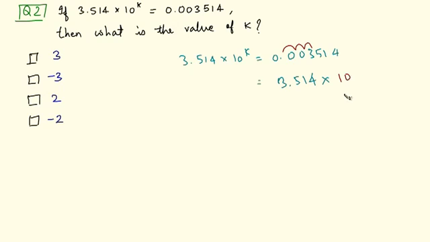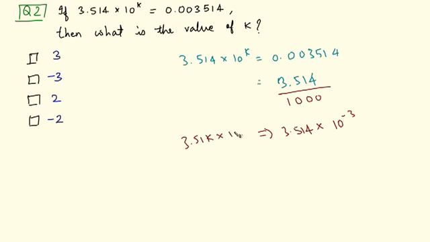Or if it is becoming difficult, you can write this as 3.514 divided by 1000, and if you solve this, it would come out as 0.003514, and you can write this as 3.514 times 10 raised to power minus 3. If you take this 1000 above the division sign, it becomes 10 raised to power minus 3, and we have 3.514 into 10 raised to power k. Rest of the terms are same, and we can directly infer from this expression that the value of k is minus 3. So the answer is minus 3.